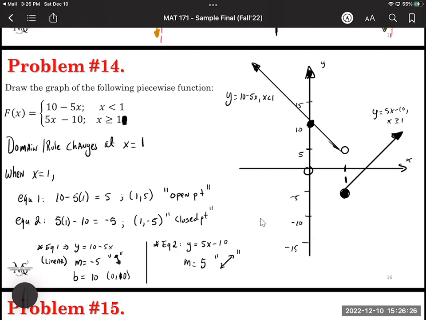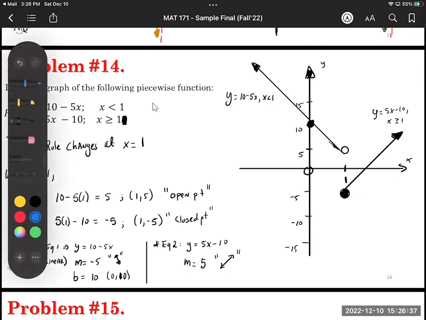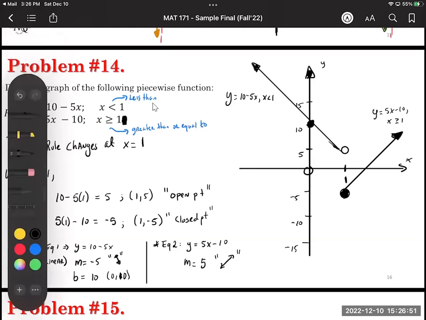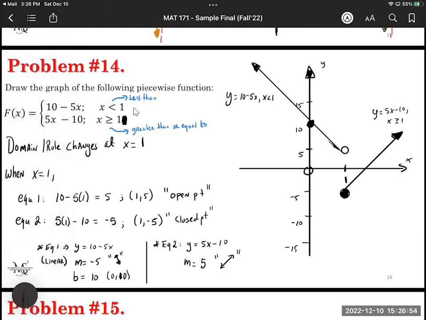Any questions? I have a question. Sure, Mariam. How did you know that this is an open point and this is a closed point? Is it because of the negative that was over there? No, it's because of the inequality symbols. This symbol means less than. This one means greater than or equal to. Because it says less than 1, I cannot include 1 in the first equation. Hence it's an open point. It's not part of the graph.